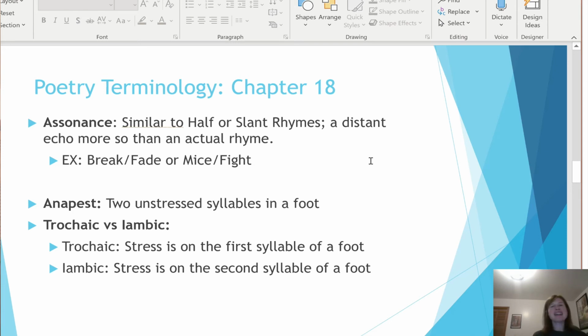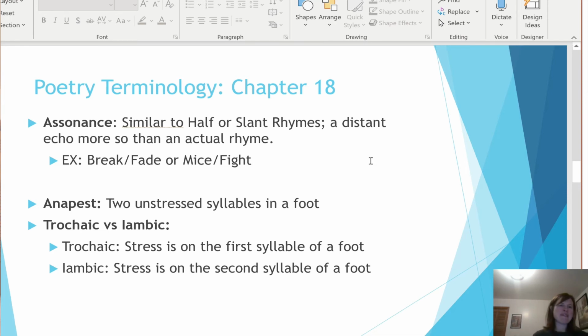Assonance. Assonance is similar to half or slant rhymes. It sounds more like an echo of a word than actually being similar or rhyming. So for example, break and fade or mice and fight. Neither of those are really half or slant rhymes, but they're assonances because their vowel sounds are similar.